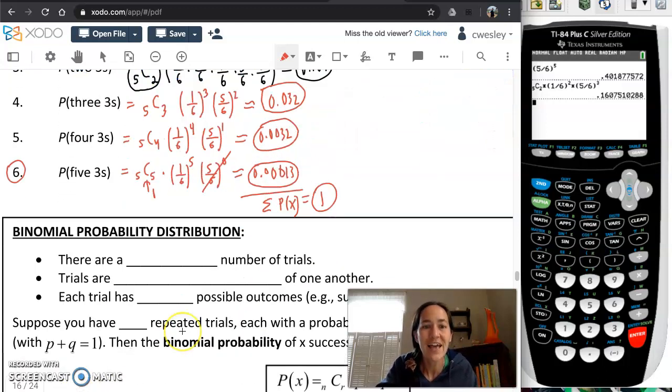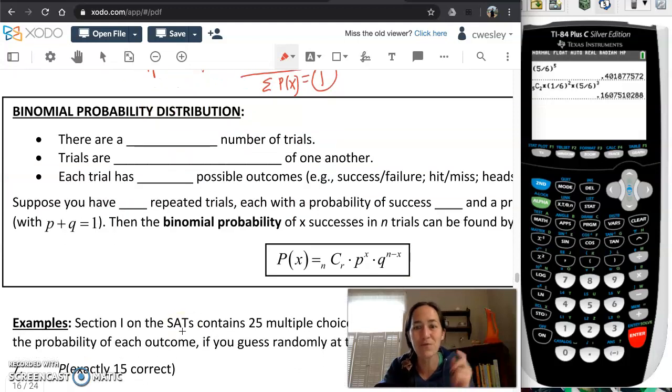Okay, let's move on. Now let's summarize what we just figured out before I promise we're going to get to that shortcut. It says for a binomial probability distribution, there are a fixed number of trials. Did that happen in the last situation? Well, yeah, I'm only rolling 5 dice. There's a fixed number of times I'm going to try to get a 3. The trials are independent of one another.